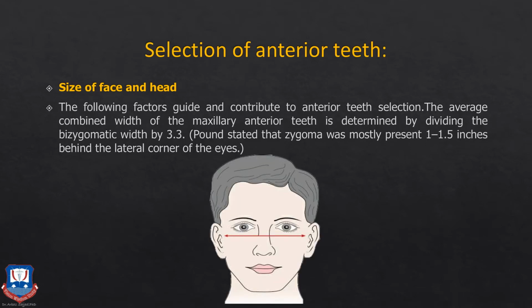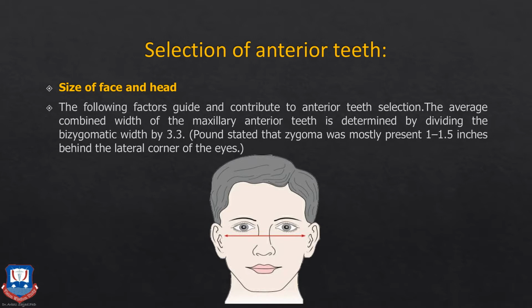Then, the first factor for the selection of the anterior teeth is the size of the face and the head. Many authors have given different guidelines, depending on the bizygomatic width, the circumference of the head, the interpupillary distance, the interalar distance, and the distance from the commissures of the mouth. We can gauge the width of the anterior teeth we need for the teeth setting. So here's one.